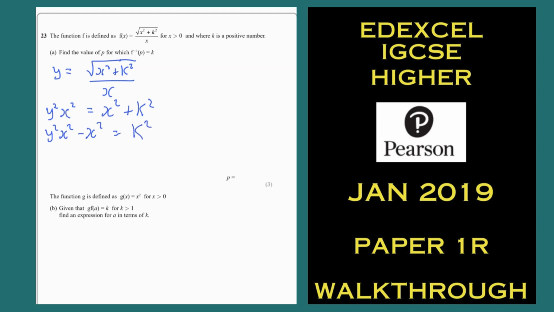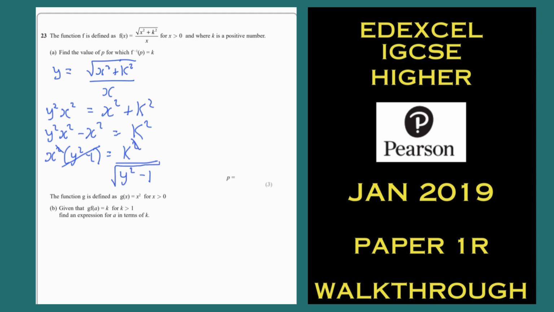And that allows us, as with all these, if you want to do transposition of formula and you want to make a letter the subject that there's more than one term of, you're going to have to factorize. So we need to take out the x squared, and we get y squared minus 1. And because I'm running out of room, I'm going to cheat a little bit. Divide both sides by the brackets and square root, which means that goes and that comes in.